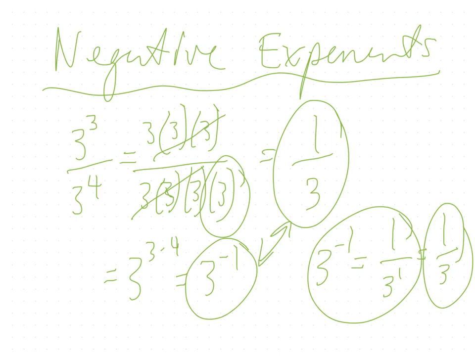Okay, let's continue with this idea because there's a few twists to this understanding. So let's consider another example. Let's consider something like negative 3 squared versus brackets negative 3 squared. Okay, so we don't have a negative exponent, we have a positive exponent.